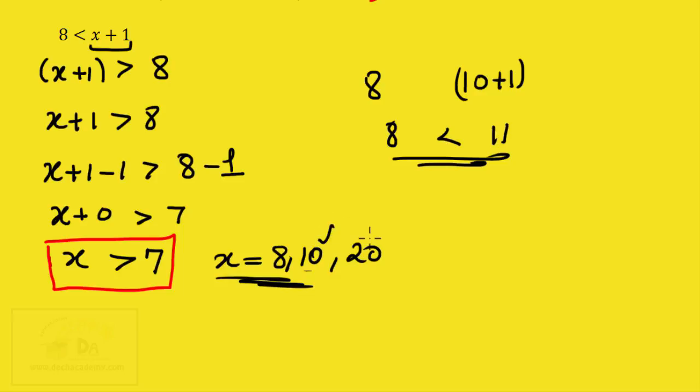If you try replacing x with 20 and try replacing x with 8, check to see if the inequality is satisfied. Check to see if 8 is less than x plus 1 after you've replaced your x with any value of x that's greater than 7. So try x is 8 and x is 20, and you find that the inequality is satisfied. So try this. Here's another example.